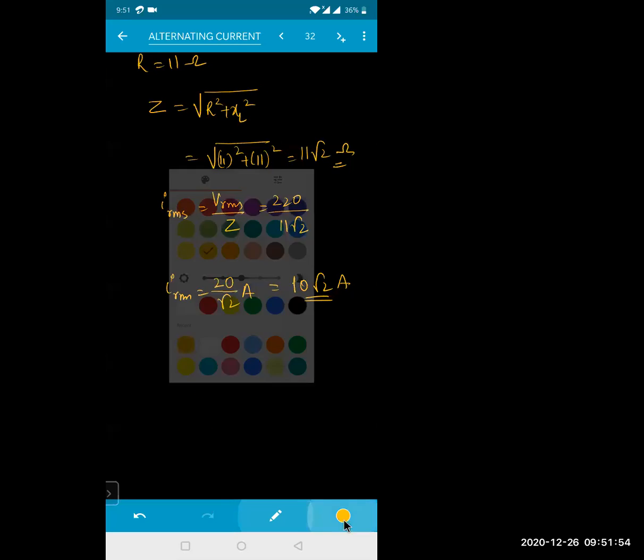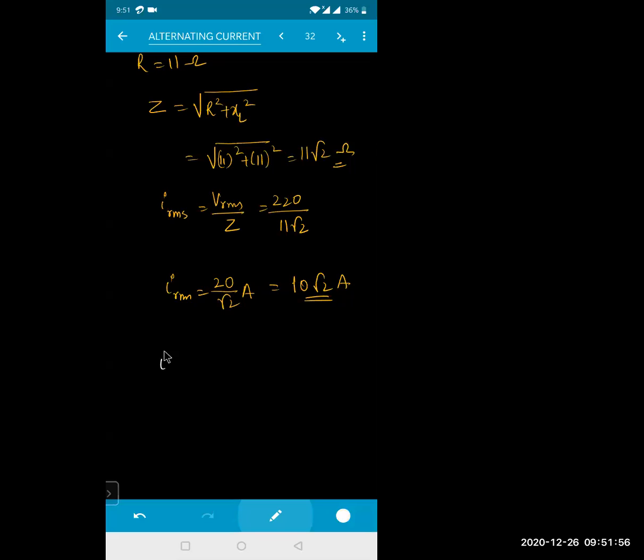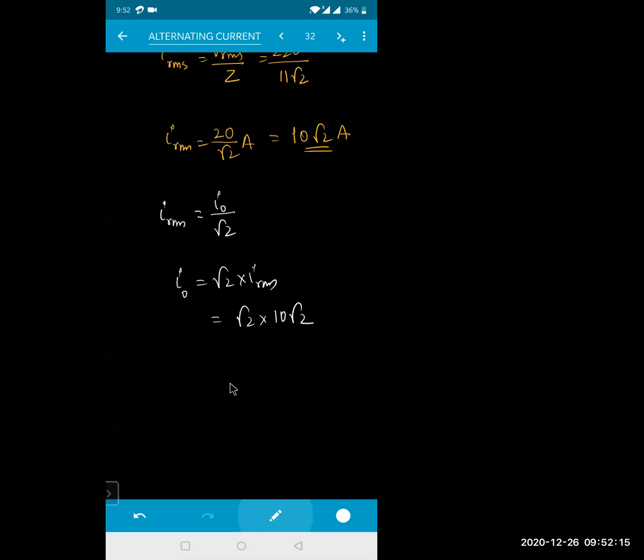Now what is asking? Peak current. We know already the peak current formula. IRMS is equal to I naught by root 2. So I naught is equal to root 2 into IRMS. So it is root 2 into 10 into root 2. Root 2 into root 2 is how much for me? 2. So this will become 10 into 2, that is 20 amperes. So peak current in this one is 20 amperes.